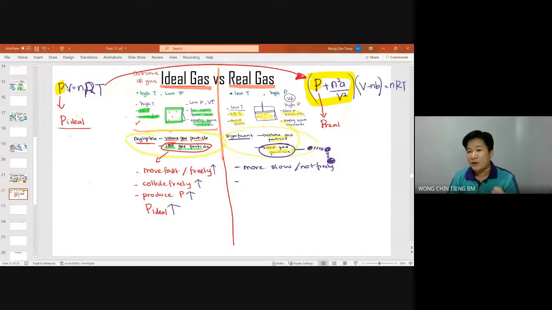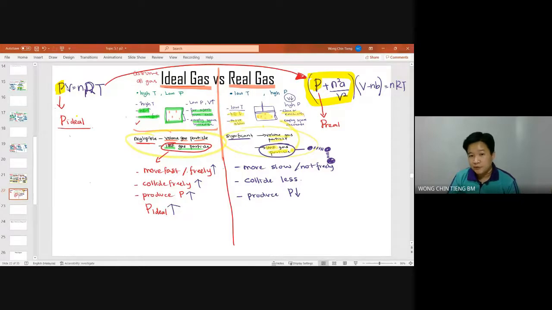Betul? So what happens bila ada intermolecular forces? What happens bila ada daya tarikan? You will collide, but you will collide less over here. Kamu akan berlanggar, still akan berlanggar sebab hang still bergerak. Tapi hang akan berlanggar sangat-sangat kurang. So because you still collide, therefore you still produce pressure. But the pressure that you produce is much lower.